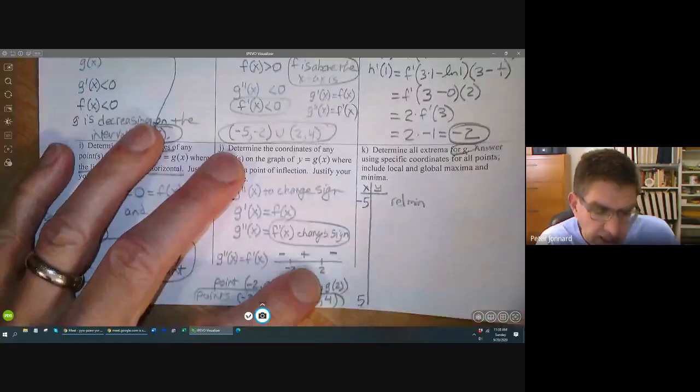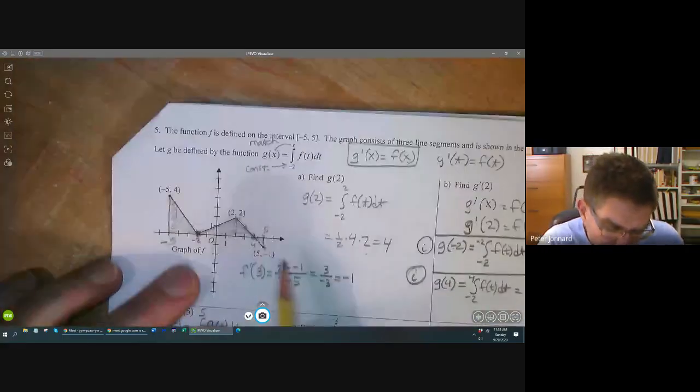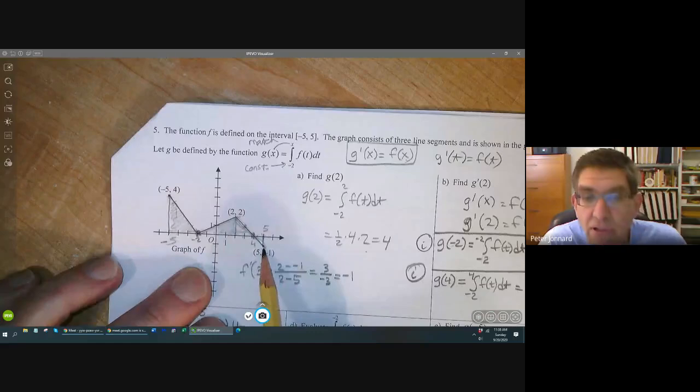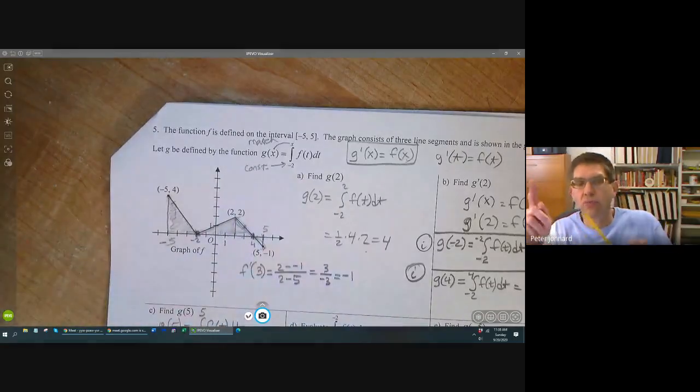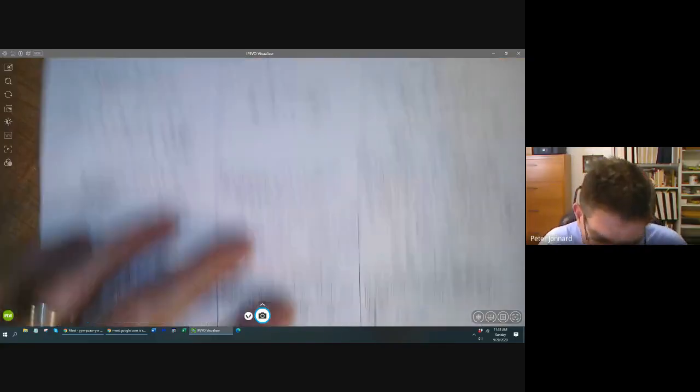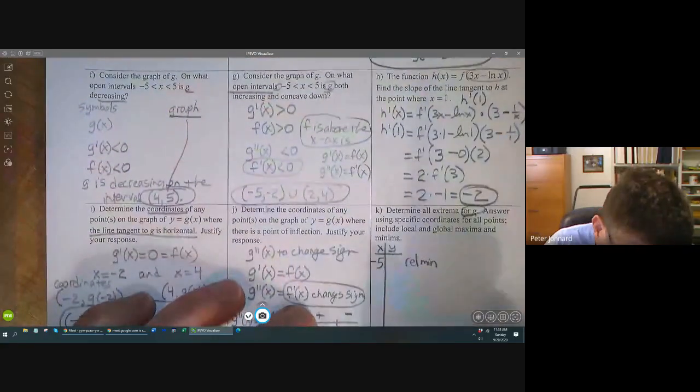Okay, let's talk about what happens at 5, okay? At 5, the derivative of g is negative, okay? So when we get to 5, the derivative there is negative. So that is also a relative minimum, right? That's the lowest point on this section. When we get to the right edge, the derivative was negative there. So that's also a relative min.